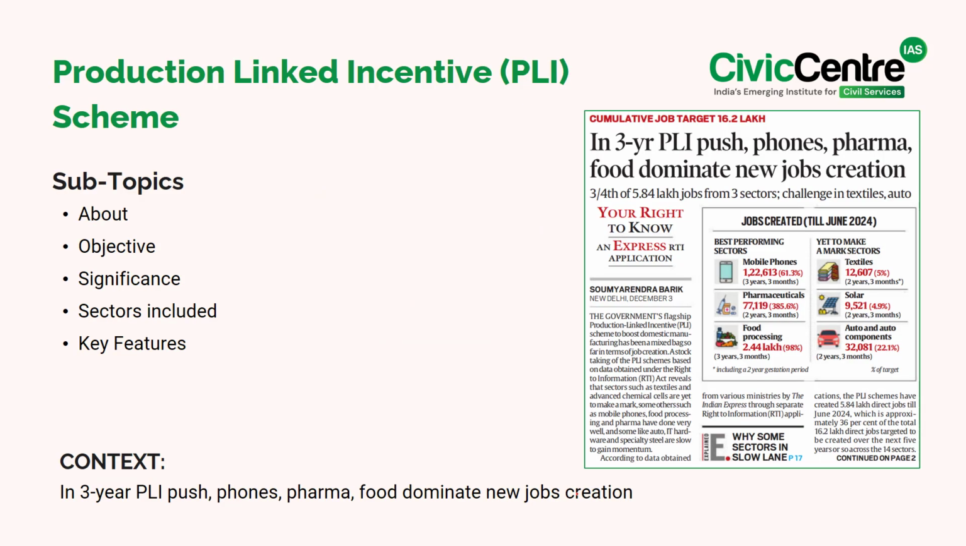The second article of the day says that according to the data obtained from various ministries by the Indian Express through separate RTI applications, the PLI schemes have created 5.84 lakh direct jobs till June 2024, which approximately is 36% of the total 16.2 lakh direct jobs targeted to be created over the next 5 years or so across the 14 sectors. In this context, we'll talk about the production-linked incentive scheme.